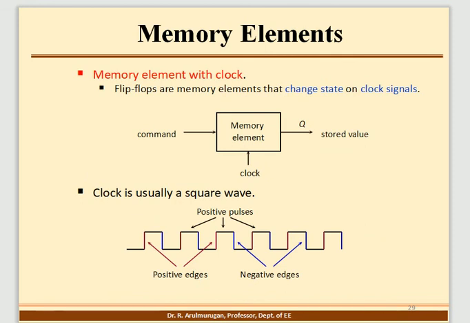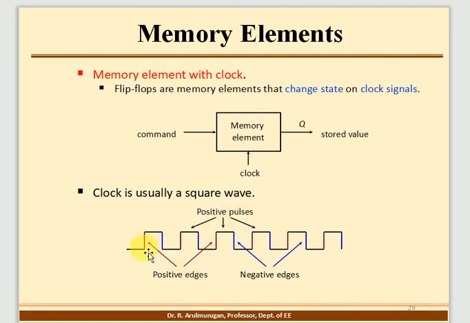A memory element is a flip-flop plus clock signals. Flip-flops are memory elements that change state on clock signals, that is, with respect to the clock. The clock has two methods: edge and pulse.